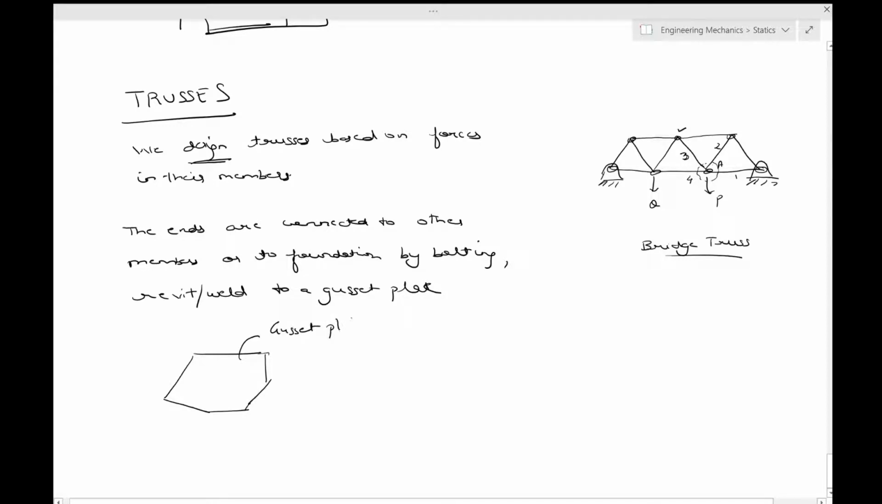So this is the gusset plate, and how is it? There is this permanent joint like this, permanent joint like this. So these are all members joined together.